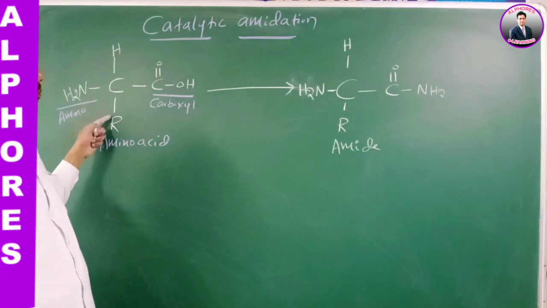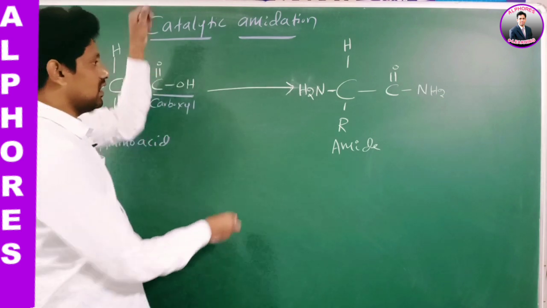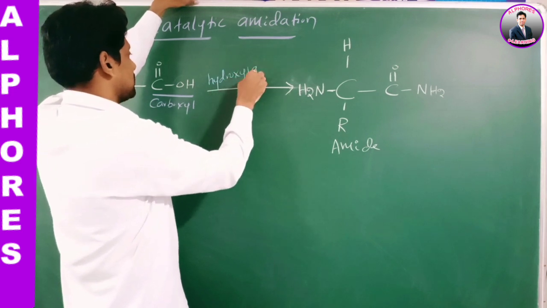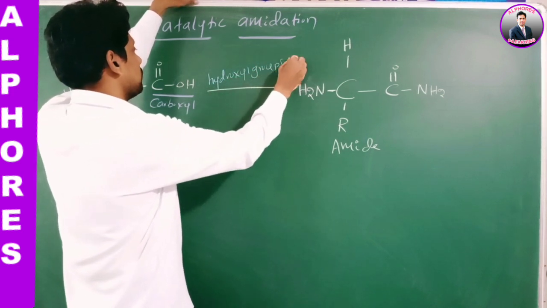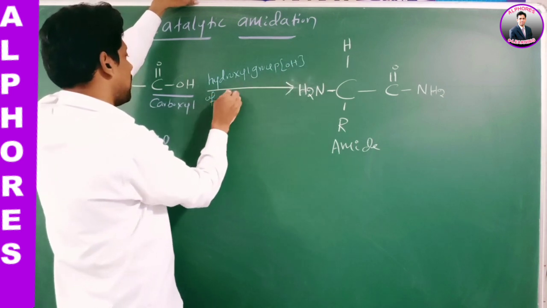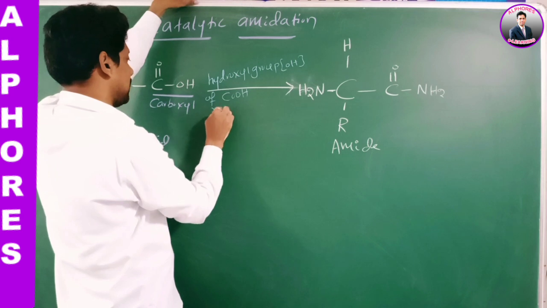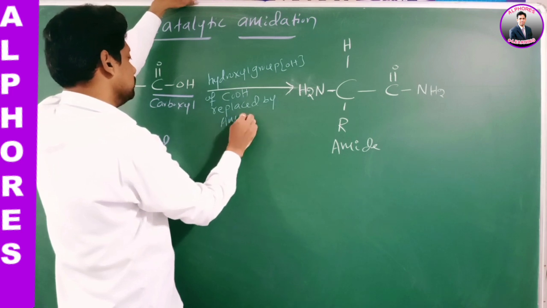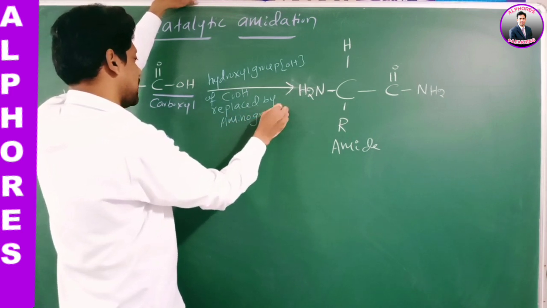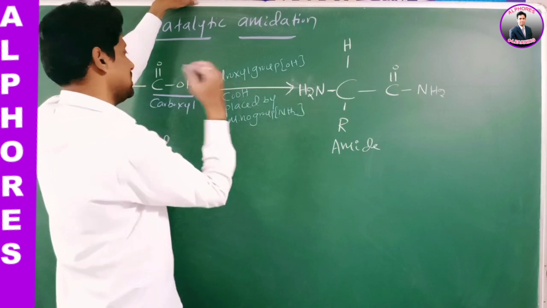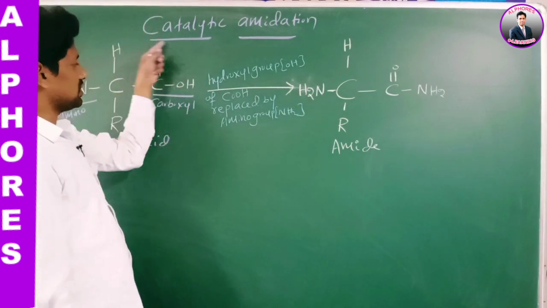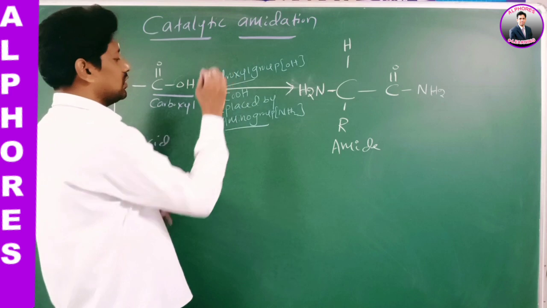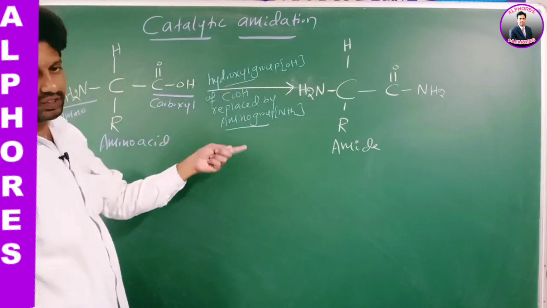Okay. Sir, how does an amino acid change to an amide, sir? Hydroxyl group. Hydroxyl group means OH, right? The hydroxyl group of COOH, what happens? Replaced. Replaced by what, sir? Amino group, that is NH2. See this statement once. The hydroxyl group of COOH is replaced by an amino group. What is replaced by what? The hydroxyl group is replaced by an amino group. Then what we get is called an amide.